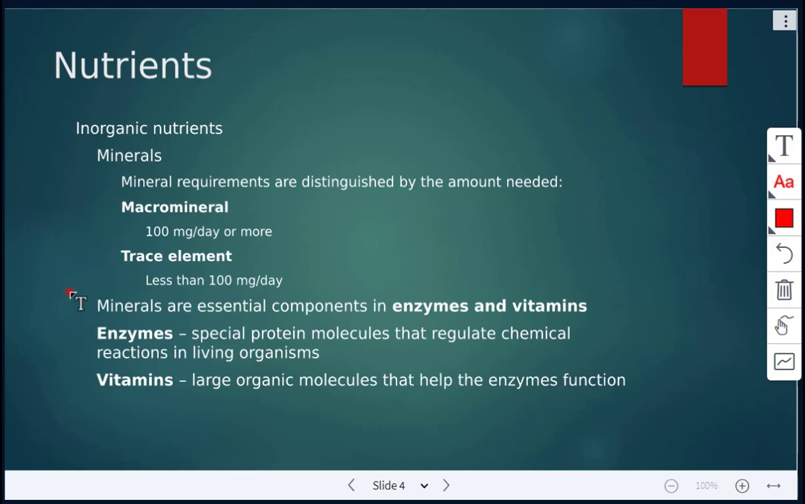So enzymes, like we talked about in the previous unit, these are special protein molecules that regulate chemical reactions in our bodies. All right, and an example, for example, there's an enzyme in our saliva called the amylase enzyme, which starts breaking down starches. And then vitamins, these are large organic molecules that help the enzymes function. All right, they are organic.